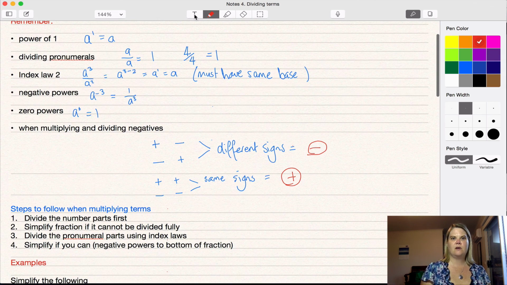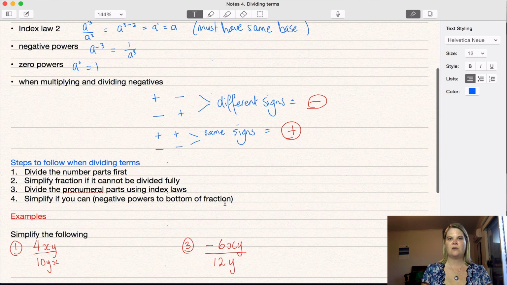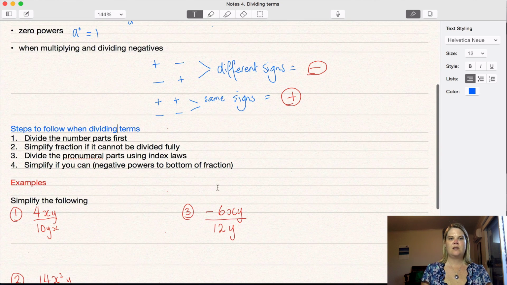Steps to follow when you are dividing algebraic terms. Step 1, divide the number parts first. Step 2, simplify the fraction if you can't just divide the numbers fully.